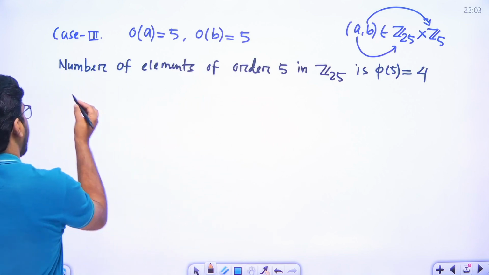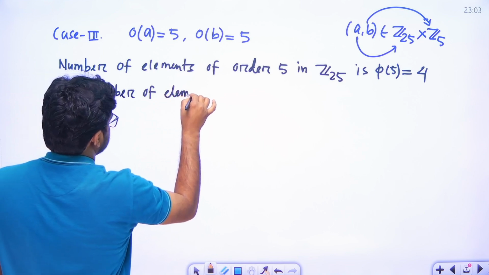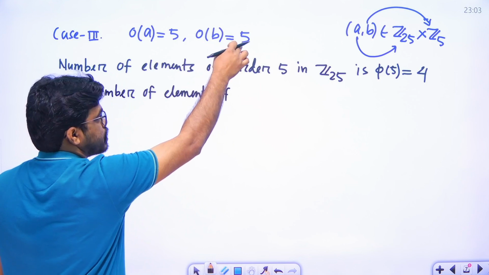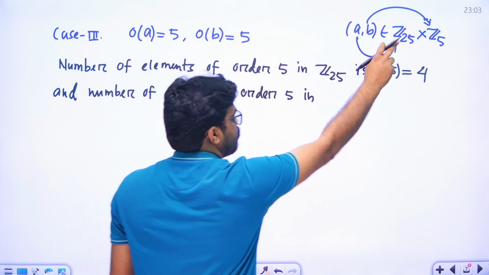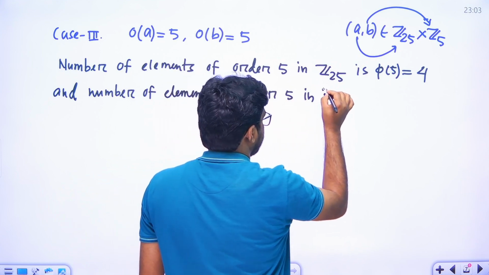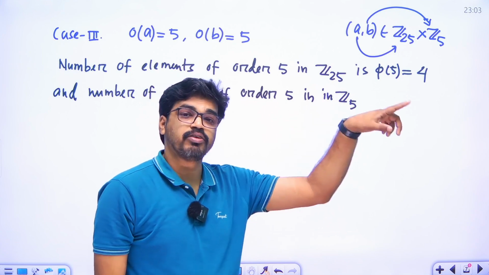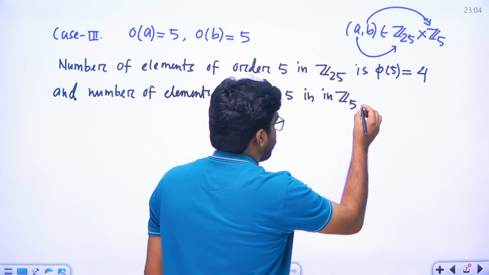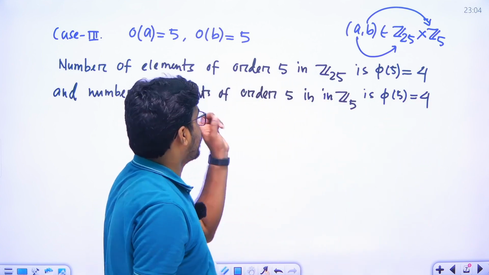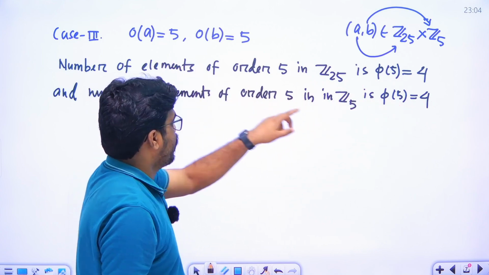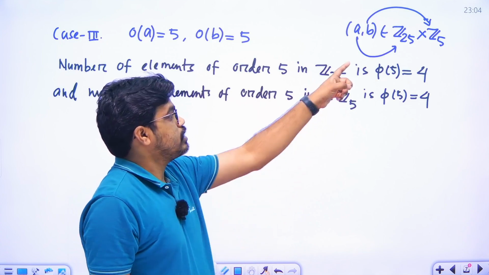Right, and the number of elements of order 5 in B, which is an element of Z5: what is the order of Z5? It is 5, so 5 divides 5, so the number of elements of order 5 in Z5 is phi 5, the Euler's phi function, which is 4. So there are 4 choices for A and 4 choices for B, that is a total of 16 elements of order 5 in Z25 cross Z5.